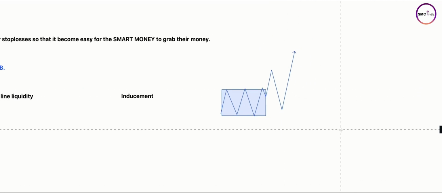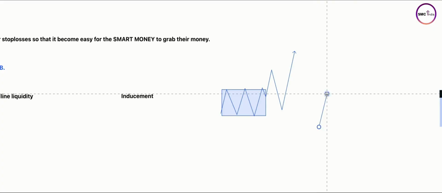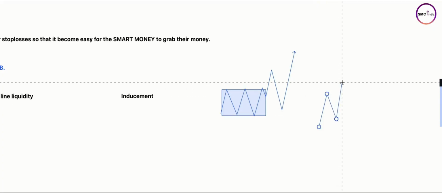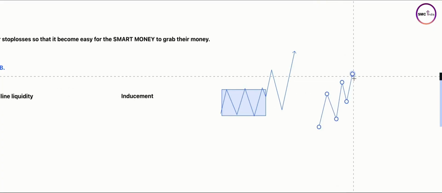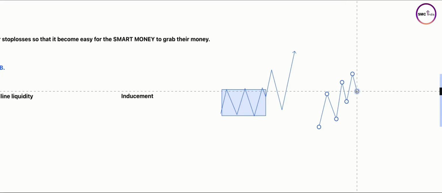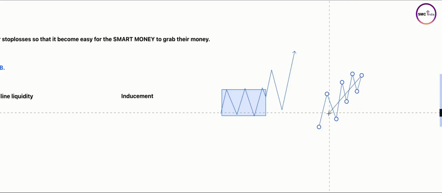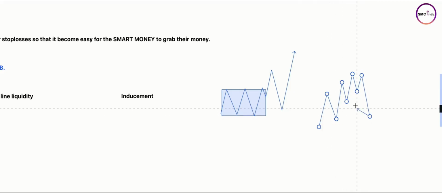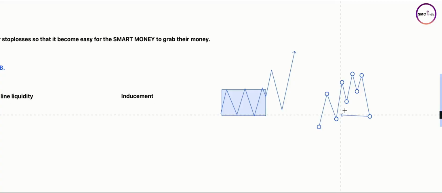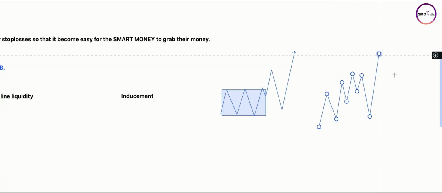Same is the case for trend line. What happens is that when the market is trending, it creates this fake uptrend, and next the price comes to this unmitigated order block and fakes this trend line and then shoots up.